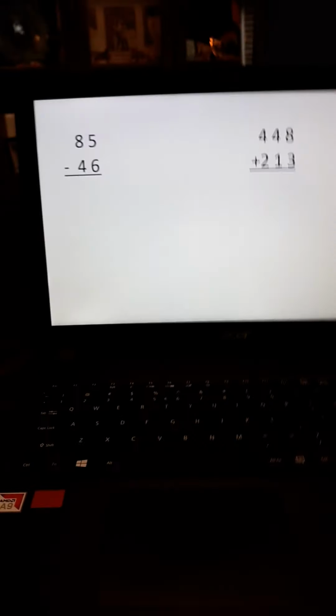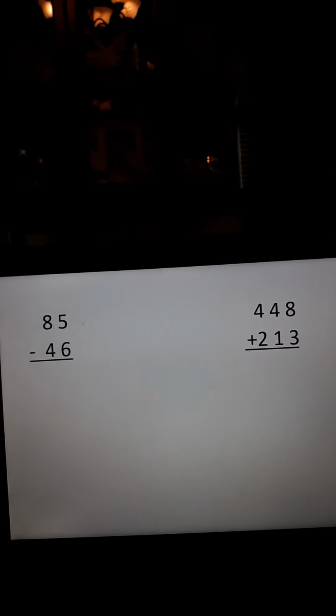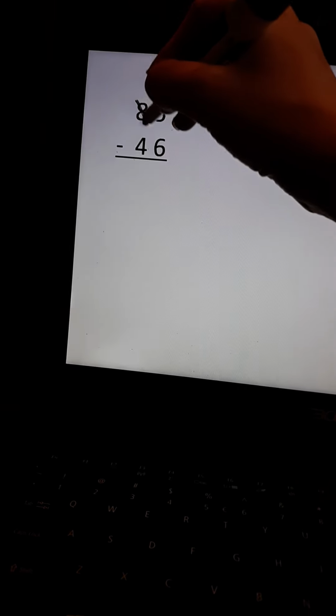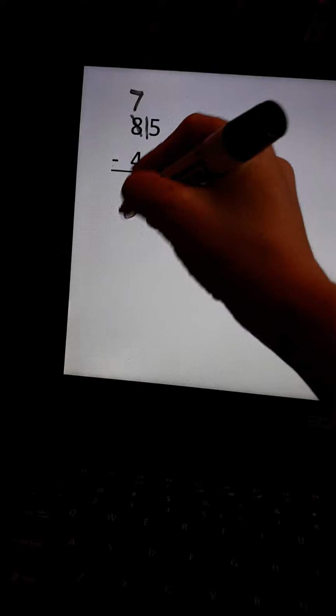All right, now all you have left is to subtract and add. Okay, so when you're subtracting, if the number on top is smaller, you have to borrow. So 5 is smaller than 6, so I go next door to borrow. I take one from the 8. It becomes a 7, and this 5 now becomes a 15. 15 minus 6 is 9, and 7 minus 4 is 3.